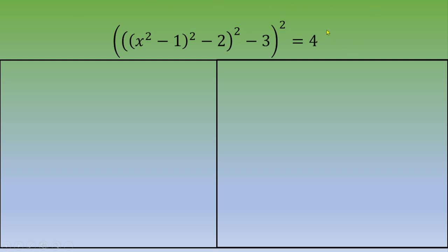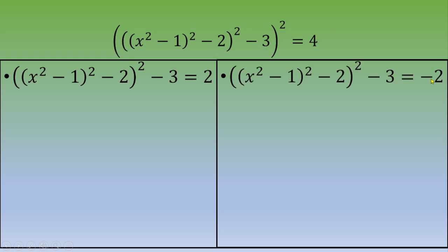So we noted that on one side we've got a square, and on the other side we've got a 4, and 4 could be written as 2 squared or negative 2 squared. So if we have a squared number equals 4, then we've got two possibilities. First possibility, what you get between parentheses equals 2. And the second option is what you get between parentheses equals negative 2.